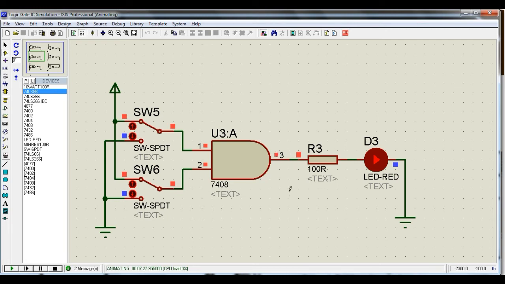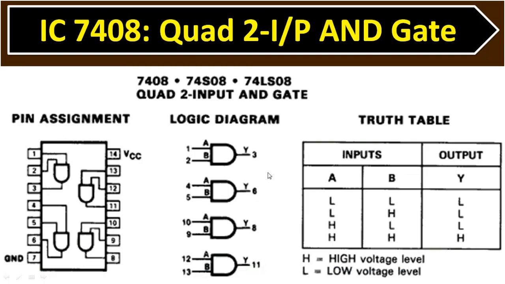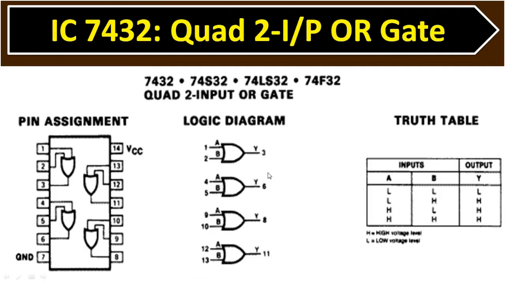Now let us see the next gate, that is 7432. So this is a quad 2 input OR gate. Quad means what? 4. So again all the gates are facing towards the downward side, and there are a total of 4 gates fabricated inside this DIP package. DIP means dual in line package.